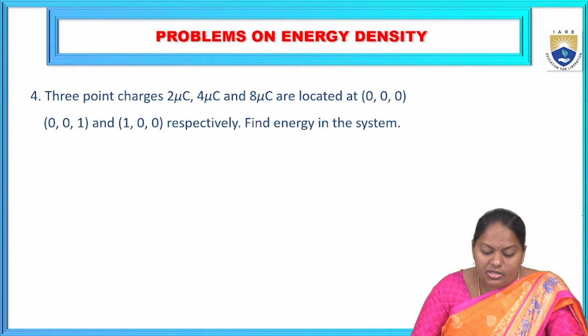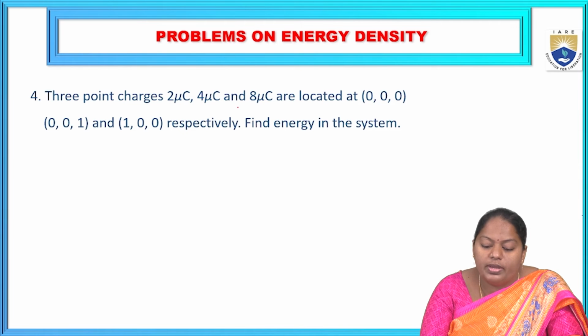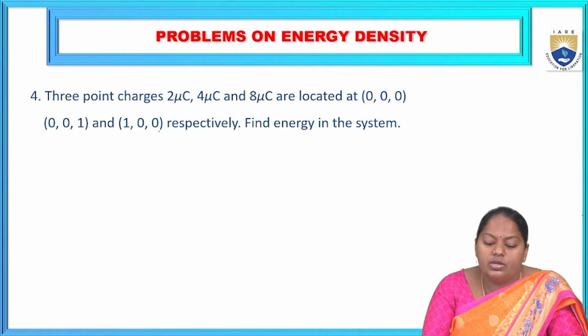Next, three point charges 2 microcoulomb, 4 microcoulomb and 8 microcoulombs are located at (0, 0, 0), (0, 0, 1) and (1, 0, 0) respectively. Then find the energy in the system.